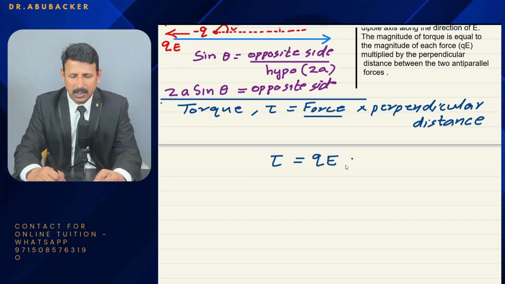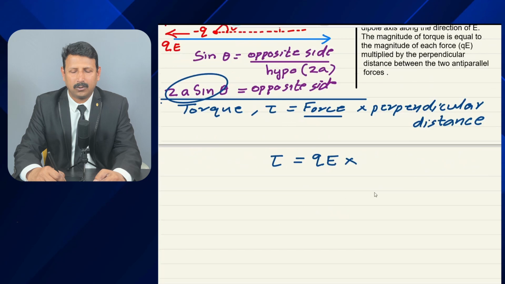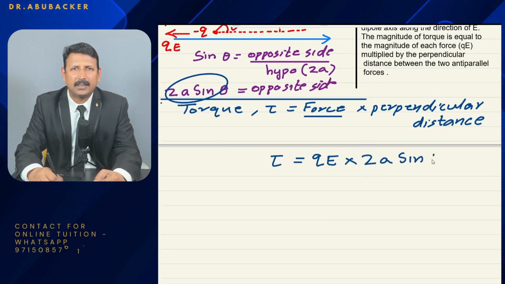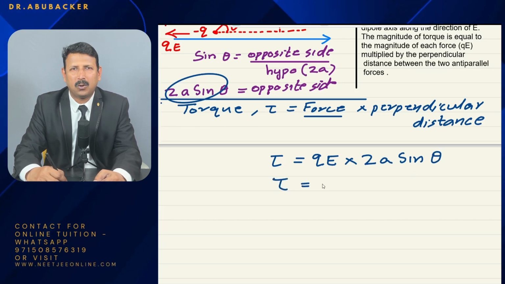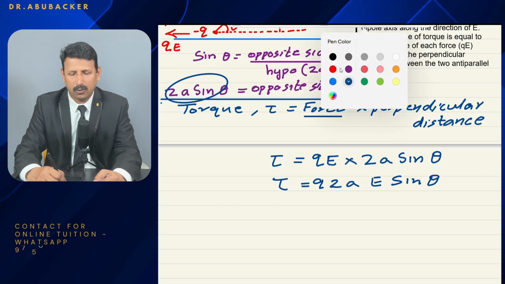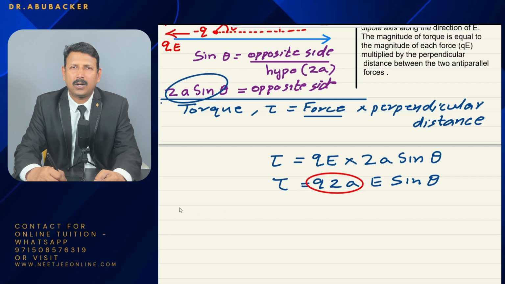QE is the force. And the perpendicular distance we worked out before, you can see below the diagram, is 2a sin theta. So torque is equal to QE into 2a sin theta. The next step is we do a small rearrangement of the variables, so Q 2a E sin theta. All variables are still there, total 5 variables, now also there.